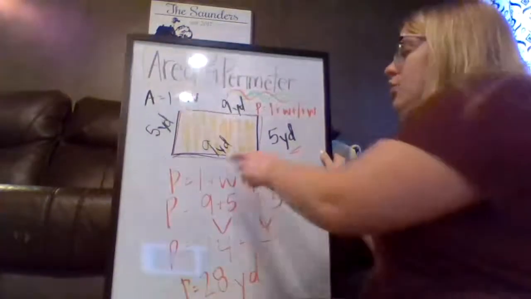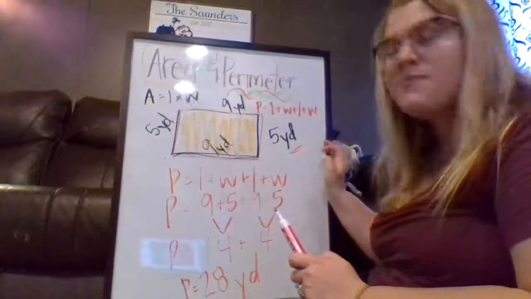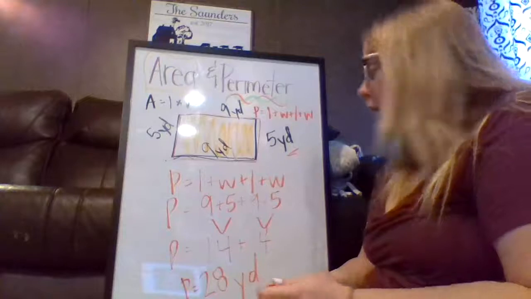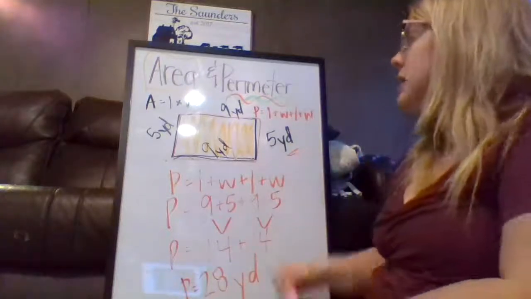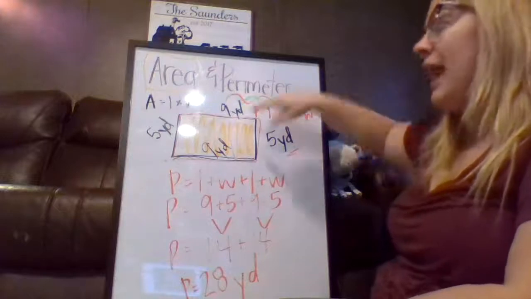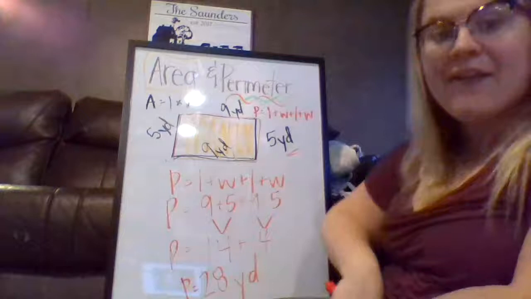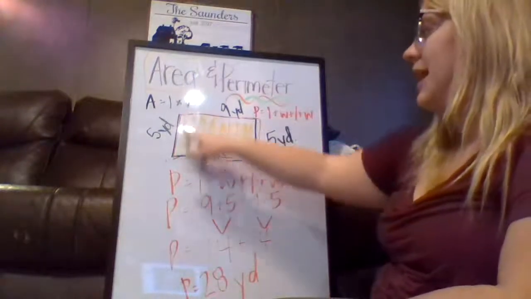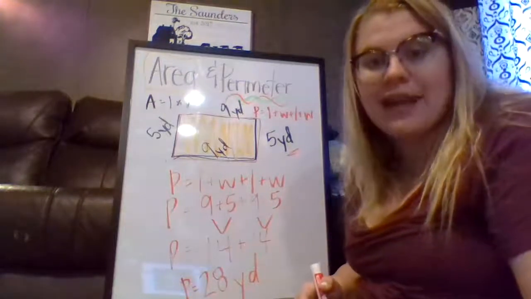So for area, you do length times width, and your unit is always square: square inches, square feet, square miles, square yards, square centimeters, whatever your unit is. Perimeter, you cannot just add 2 sides because that will only give you half of your perimeter. It's length plus width plus length plus width, and you tack your unit onto the end of that.